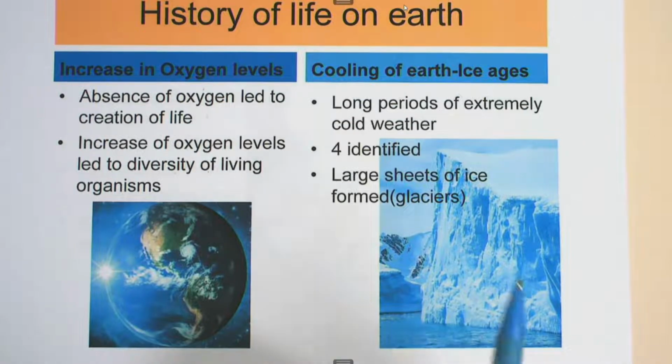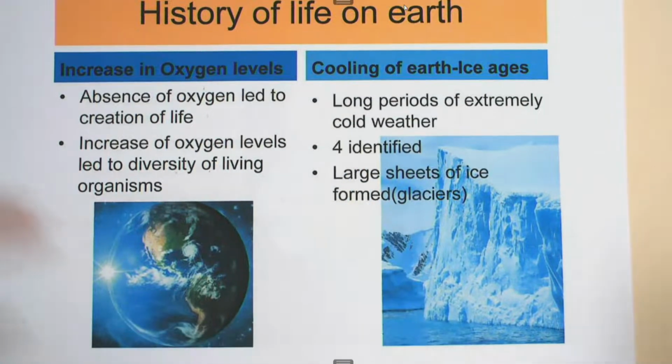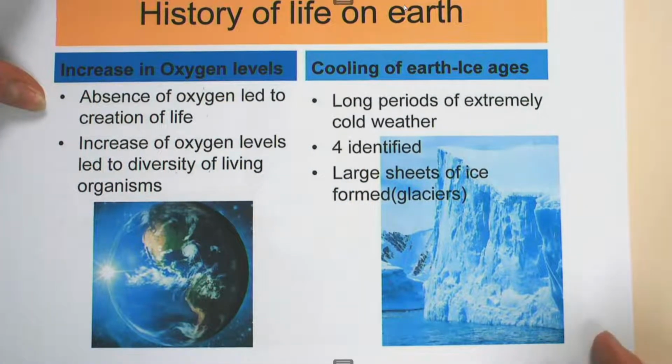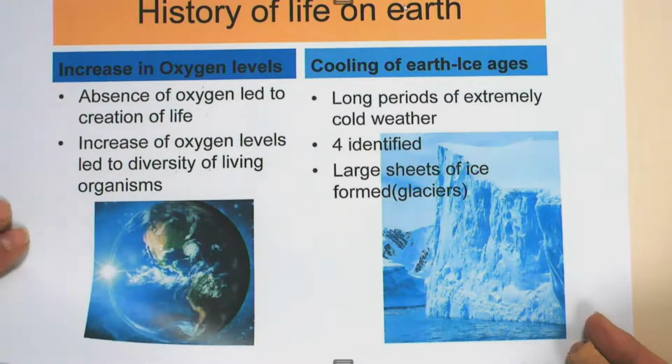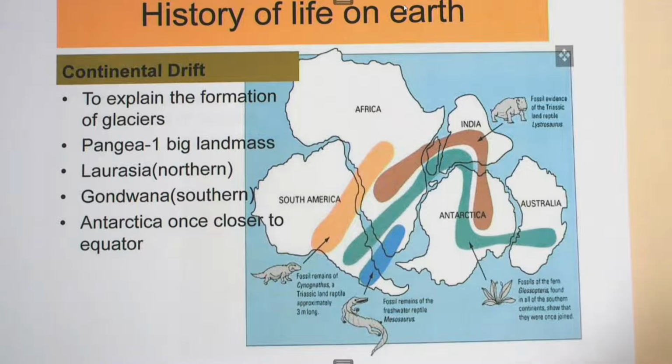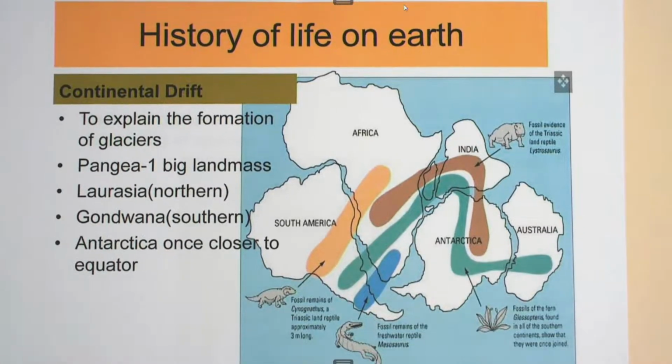So in history, there are 4 identified ice ages where some of the animals and plants that were supposedly here died. You don't have to know that, just have a little bit of background. Then also in the history of life, we talk about continental drift. Now it's just what it says, continents drifting. Like drifting when you fall asleep, I lose you.